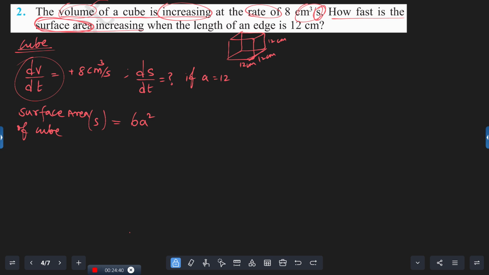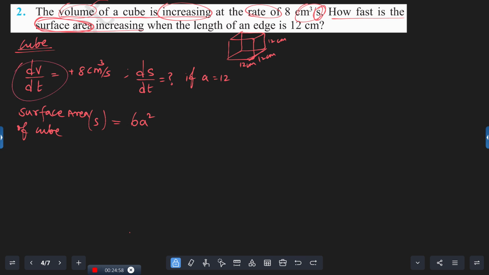Given volume with respect to what? They have given t. So generally, what will we think? The function is in terms of what variable? Based on that only we have to differentiate. The function is in A, so you would think to differentiate with respect to A. That is wrong.